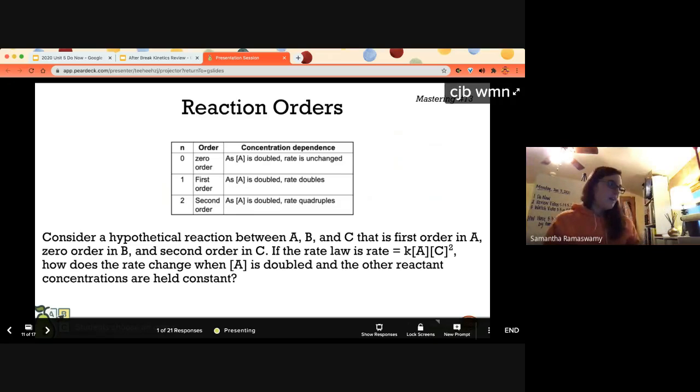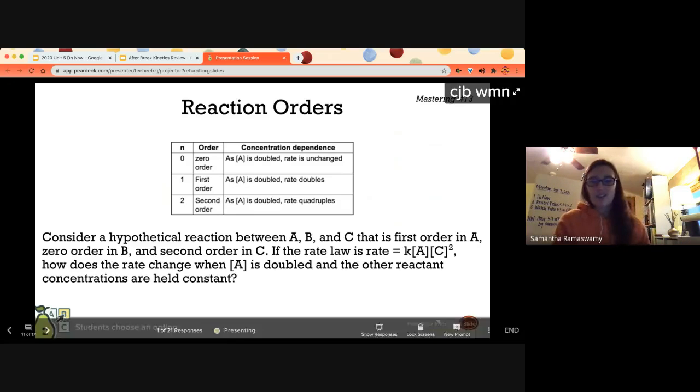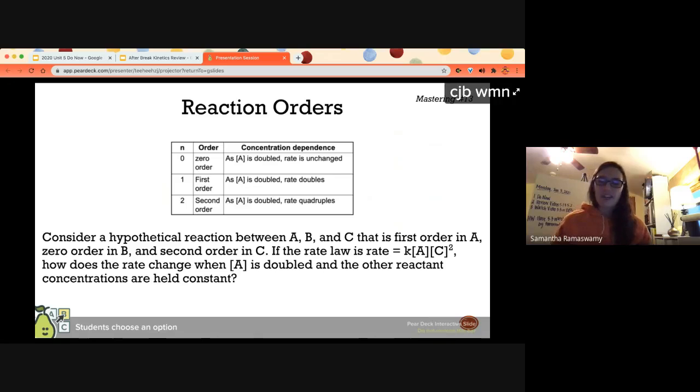All right, now, here we go. So consider this reaction, right? And I just said the rate law is rate equals k times the concentration of A times the concentration of C squared. How does the rate change when the concentration of A is doubled and the other reactant concentrations are held constant? So focus in just on A. If the concentration of A is doubled and all the other reactant concentrations are held constant, what would happen to the rate? If you're focusing just on A.